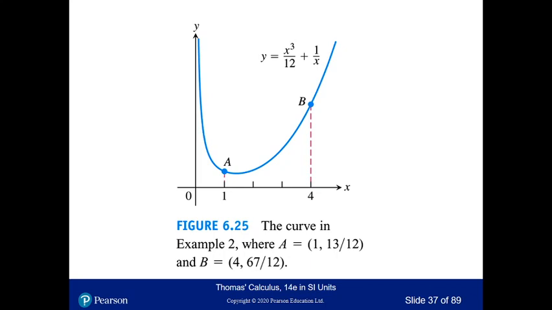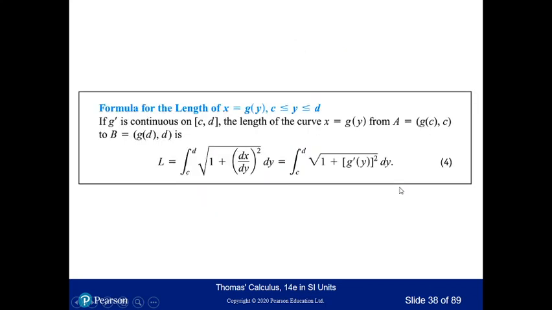And so we are interested in the length of the curve between A and B. How would you do it? X is going to go from 1 to 4, so we say integral from 1 to 4 of the square root of 1 plus the derivative of this, squared, times dx, and you just integrate that.